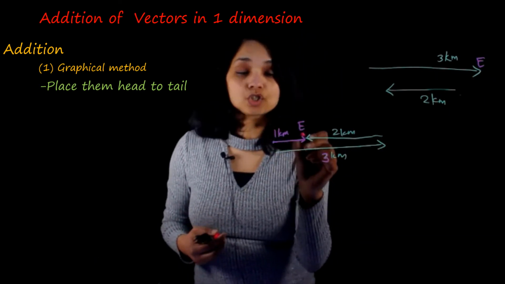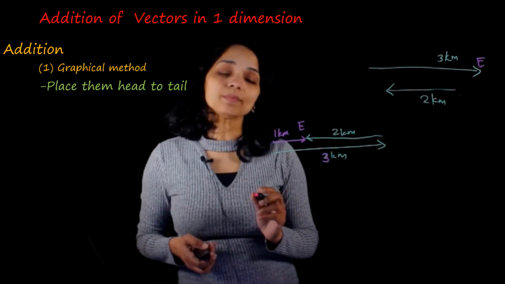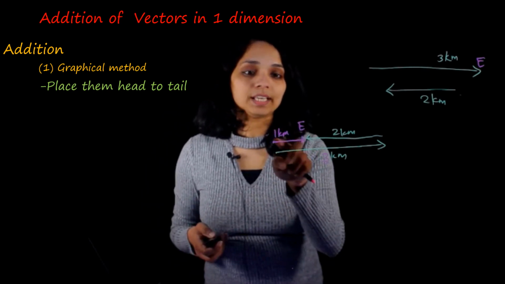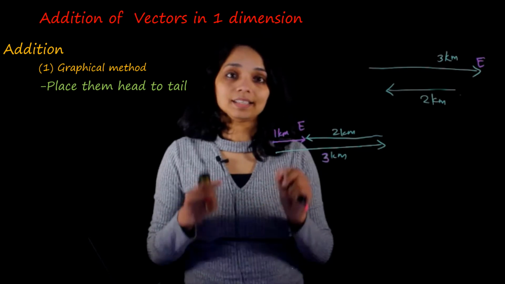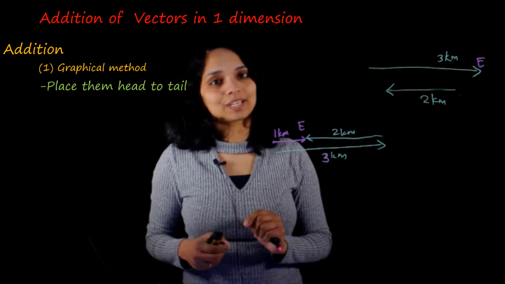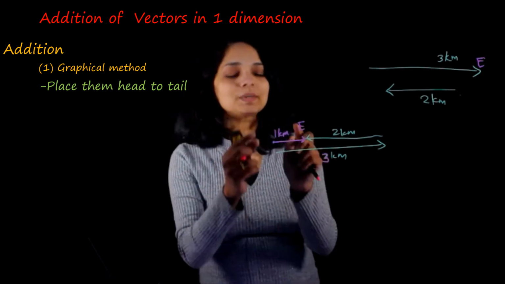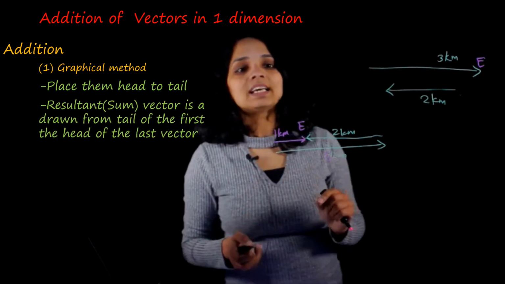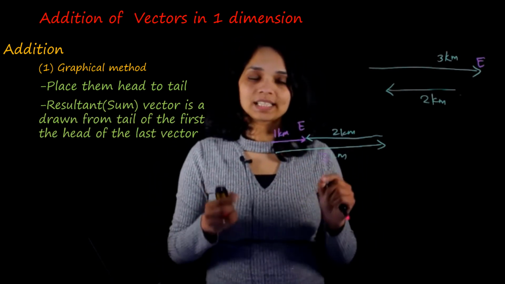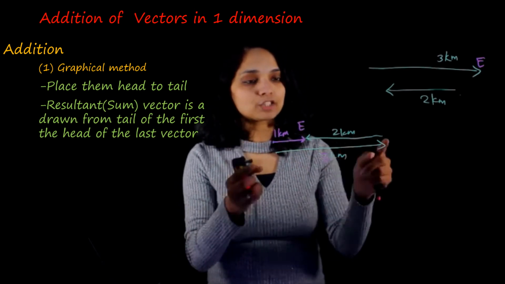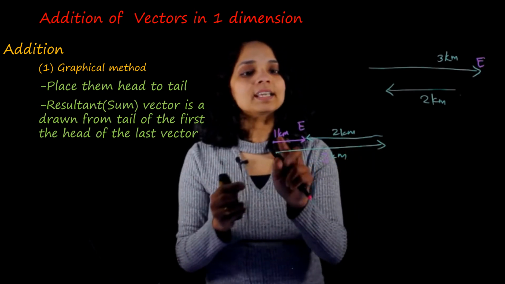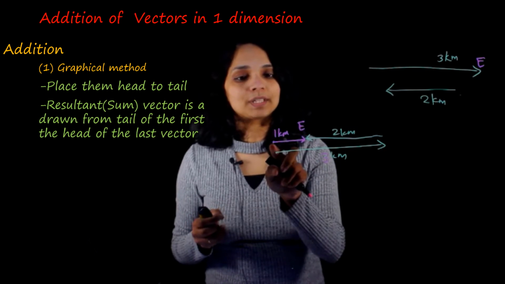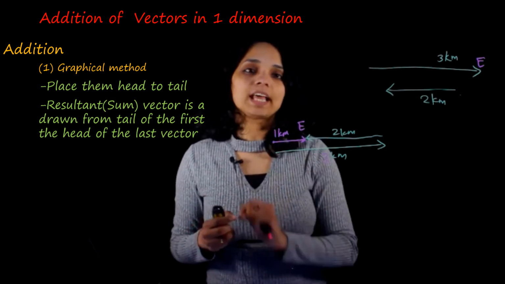So the direction is showing us the direction of the vector, and the length is giving us the magnitude of the resultant vector. So the net displacement is 1 kilometer to the east. This is the simple way to add two vectors in one dimension: place them head to tail, and the resultant is the vector starting from the tail of the first vector to the head of the second vector.